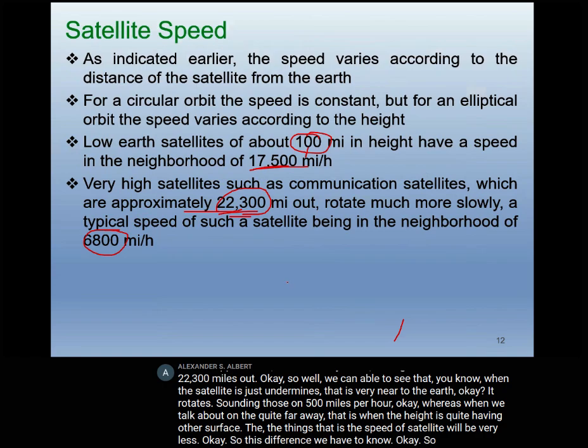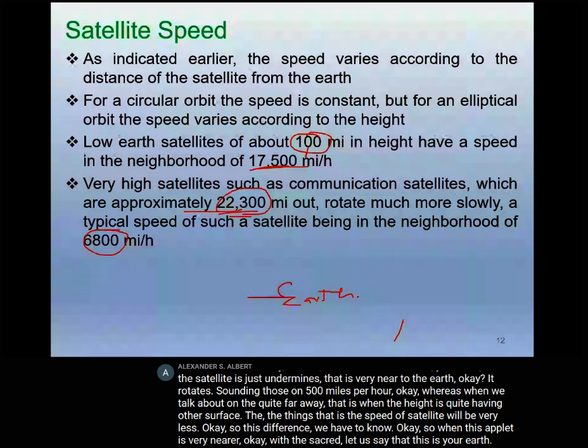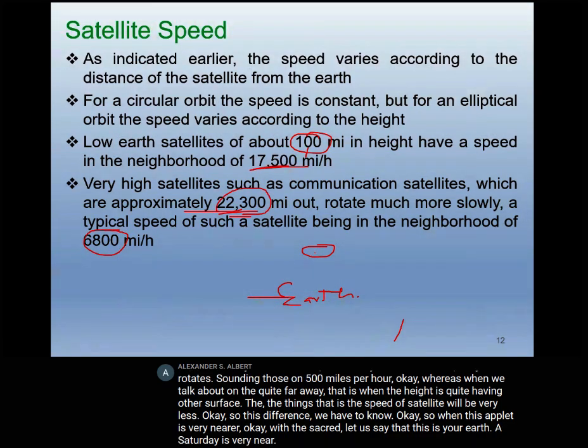Okay, so let us say that this is your Earth. When the satellite is very near, it rotates very fast. When the satellite is quite far, it rotates very slow.